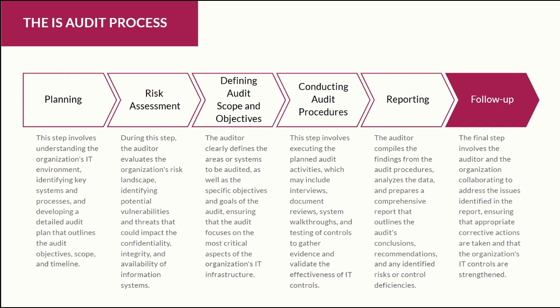Reporting. After gathering evidence, the auditor documents their findings in a report. The report should clearly communicate any issues identified, their potential impact, and recommendations for improvement. The report is shared with management and other stakeholders. Follow-up. The final step is follow-up. The auditor ensures that management has implemented the recommended corrective actions. This may involve a follow-up audit to verify that the issues have been resolved.